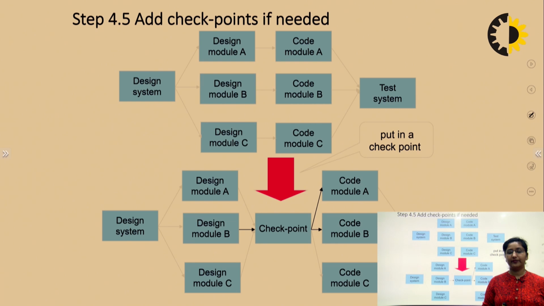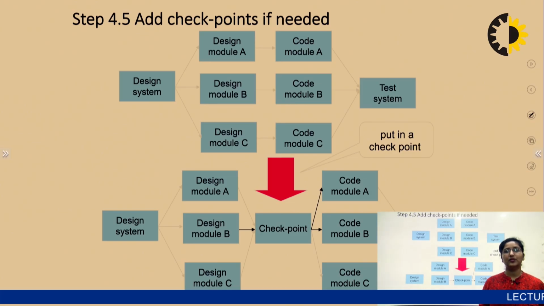Now at every point we need to have a checkpoint. What is the advantage of having a checkpoint? We all know that if my project fails at a particular time, I only have to go back to the last checkpoint. I do not have to start over again and again. So that is the basic advantage of having a checkpoint.